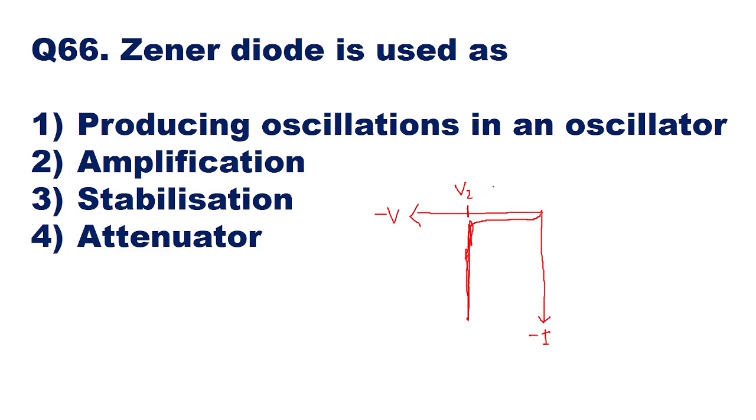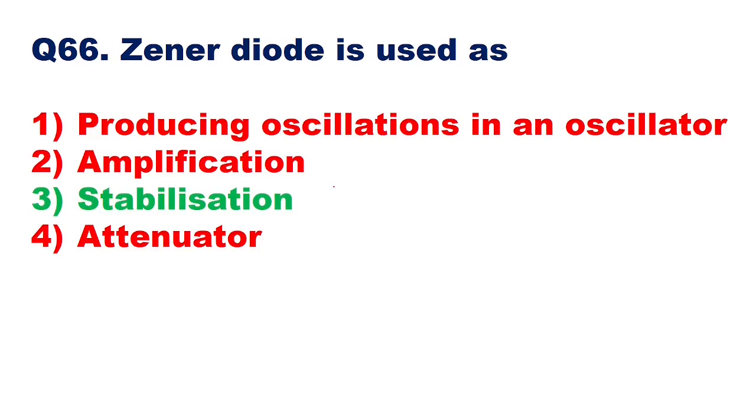At a particular value. So this feature of Zener diode is very useful to keep the voltage constant. That means it is used in the application of stabilization. So Zener diode is primarily used in a very important application of voltage stabilization. So option 3 is the right answer. Zener diode is used as a stabilizer, it is used in the process of stabilization. So here you can see Zener diode is used as, option number 3 is the right answer, that is stabilization.